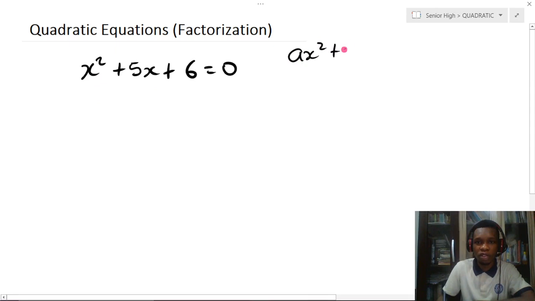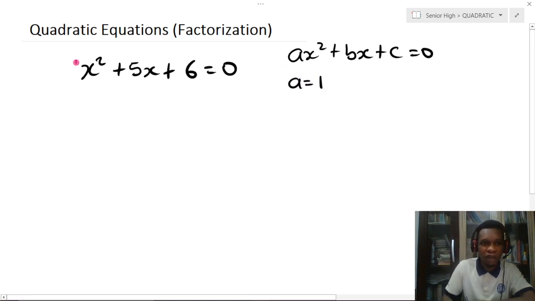Ax squared plus bx plus c is equal to 0. Therefore, we know that our a here is what? Our a is 1. How do we know our a is 1? Because there's an invisible 1 multiplying this x. This is called a unity equation. That's where your first value is a 1.